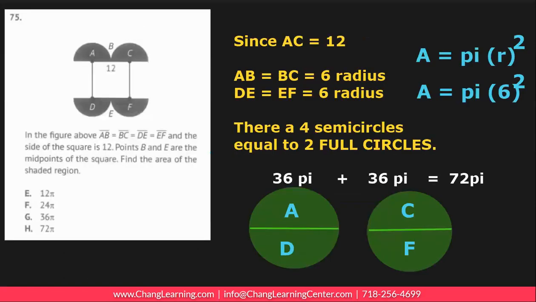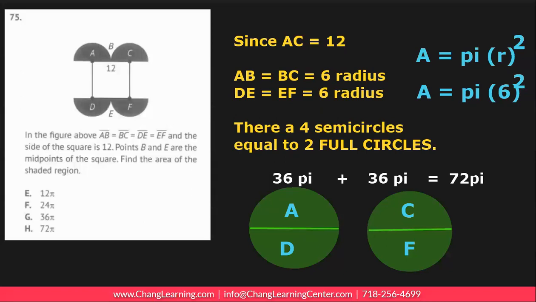Question 75 is a drawing here, and it's got 2 half circles up on top above a square and 2 half circles below with the square sandwiched in the middle. In the figure above, AB equals BC equals DE equals EF, and the side of the square is 12 units. Points B and E are the midpoints of the square. Find the area of the shaded region.